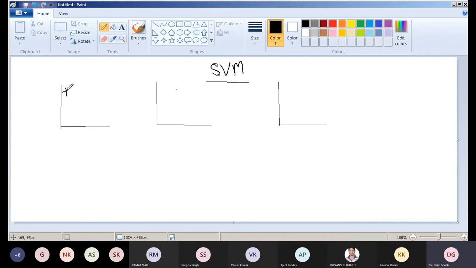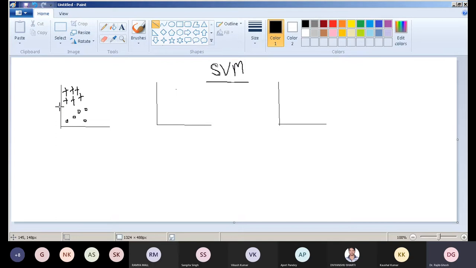Say it is a two class problem. Say one class is the plus class, so we are drawing some samples for the plus class. Another class is the circle class, so we are drawing some samples of circles. Now see, these are two class problems. A few samples you have taken from the plus class, and a few other samples you have taken from the circle class.